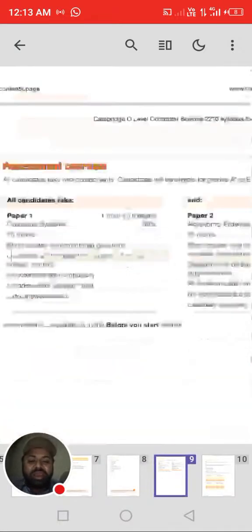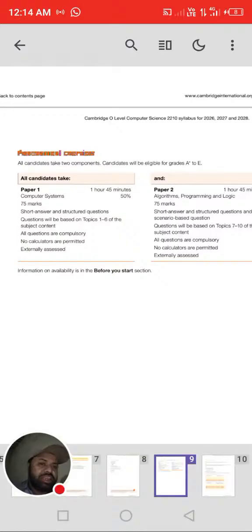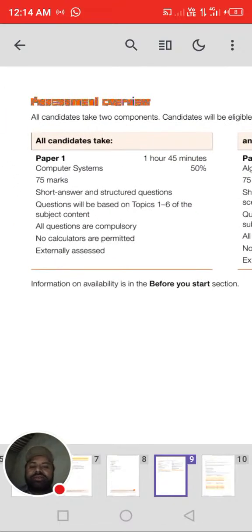Okay, now we move forward. Here, the assessment overview: there are two types of paper, paper one and paper two. I have zoomed it out; here it is, zoom in. Paper one is 1 hour and 45 minutes, with 50% weighting, 75 marks. Short answer and structured questions are there, and the questions will be based on topics 1 to 6 of that subject.